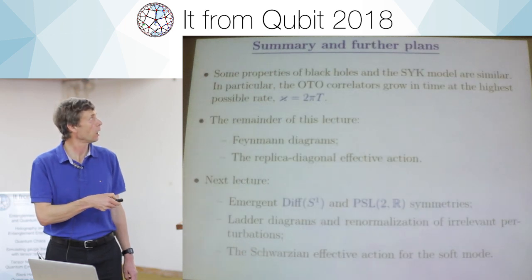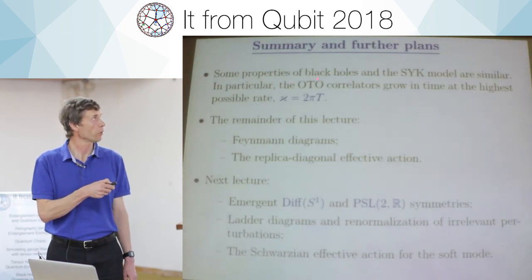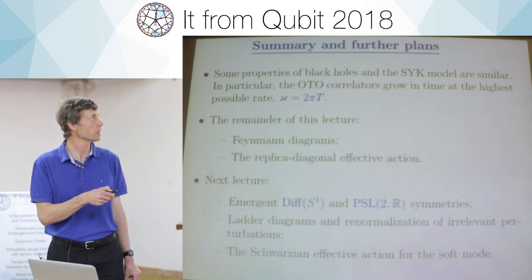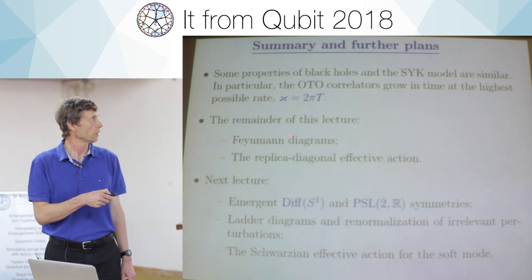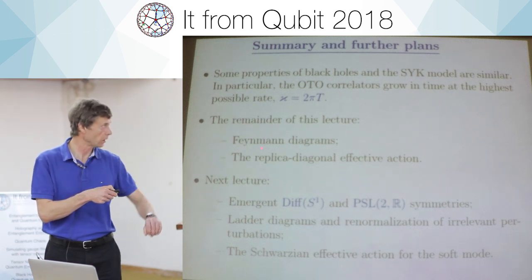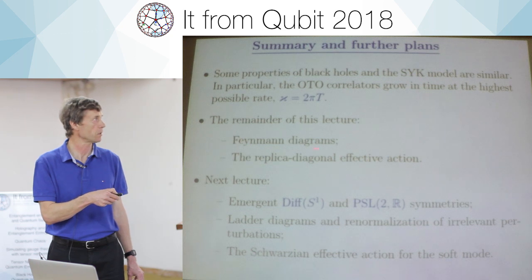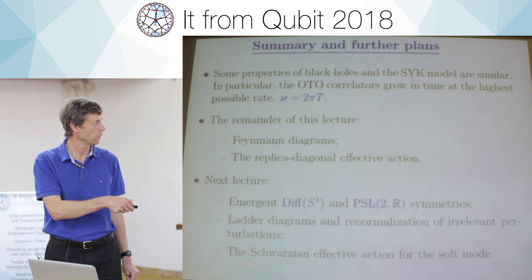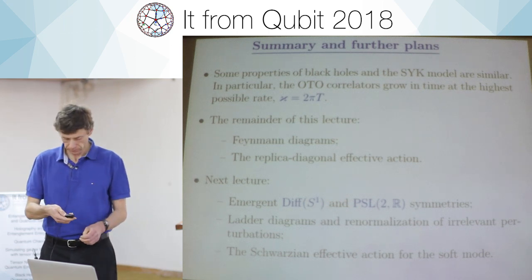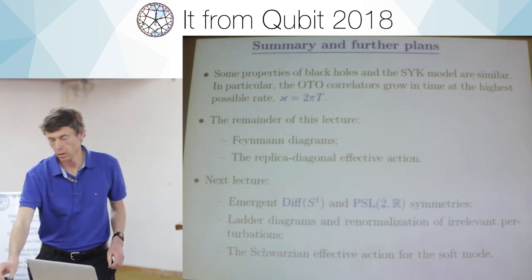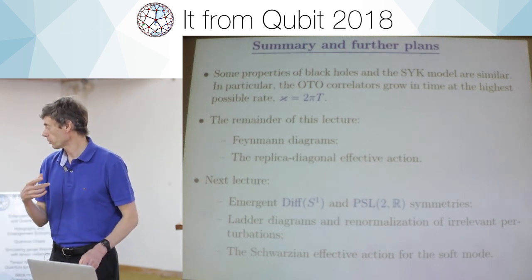Now, I want to summarize. Some properties of black holes and the SYK models are similar. In particular, out-of-time order correlators are similar and have the same Lyapunov exponent. And in the remainder of this lecture, I'm not sure how much I can do. I'll say something about Feynman diagrams. And in the next lecture, I'll try to cover the other topics: the effective action, emergent symmetries, and finally, the Schwarzian action. Yeah. So maybe it's a good time for questions for this part.